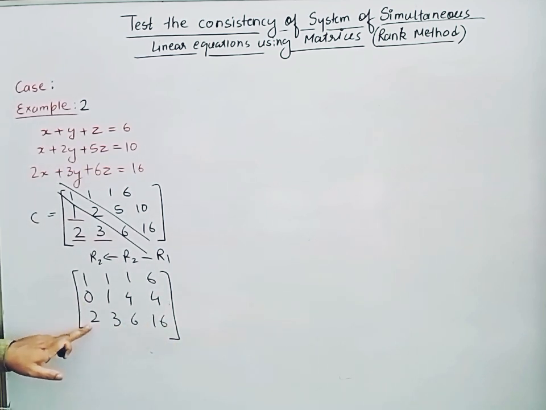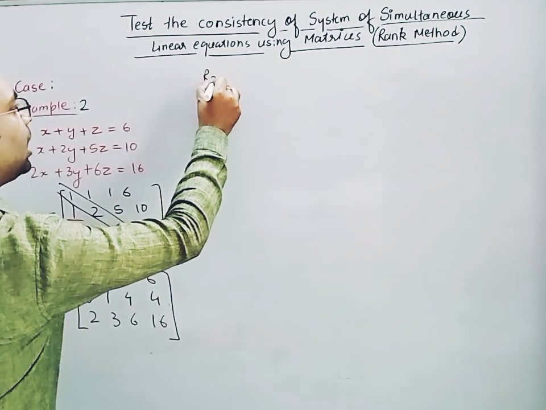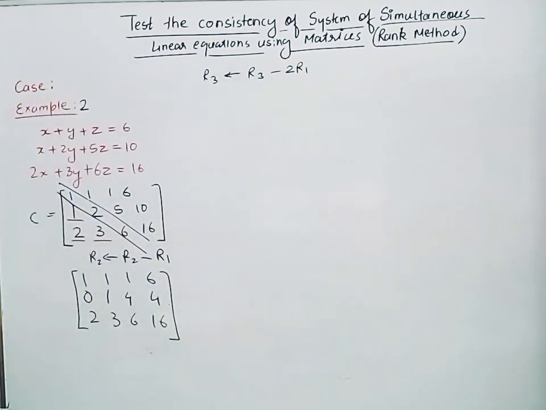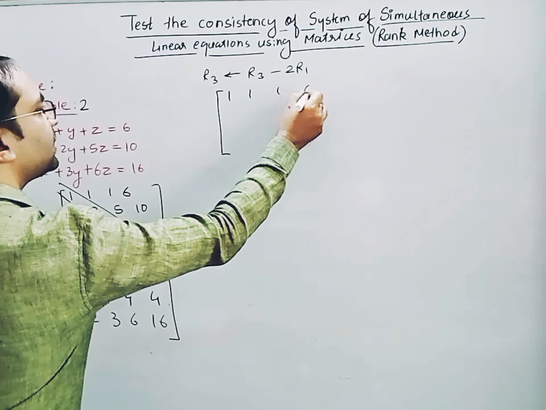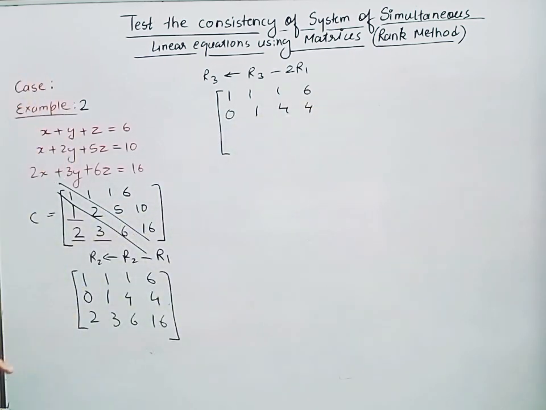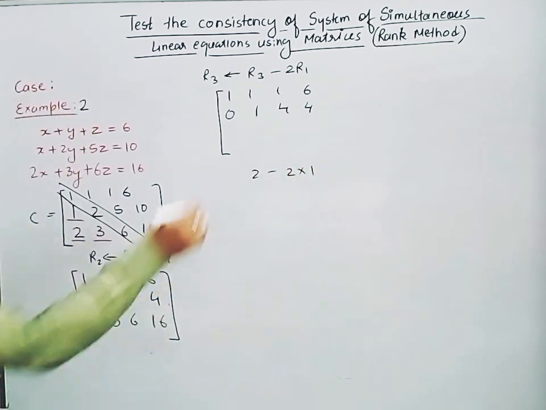Now we need to convert this into 0, for which the operation would be, we'll subtract twice of R1 from R3. So the next operation would be R3 minus twice of R1. So I'll just rewrite this matrix after the operation. First row will remain same, this is 1, 1, 1 and 6. Second row will also remain same, this is 0, 1, 4 and 4. Now the changes will happen in the row number 3. So this is first of all 2 and 1. So we have 2 minus 2 into 1, which is 0.